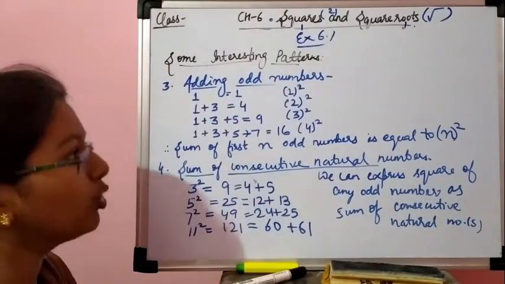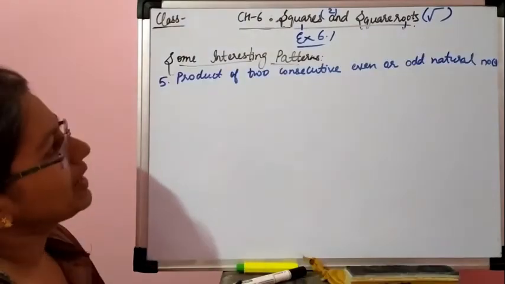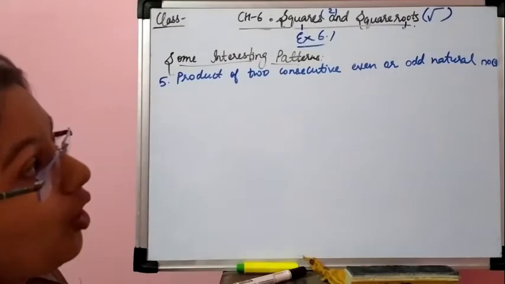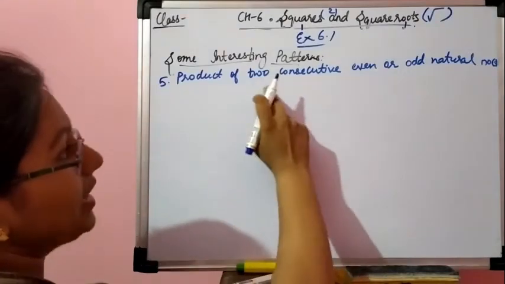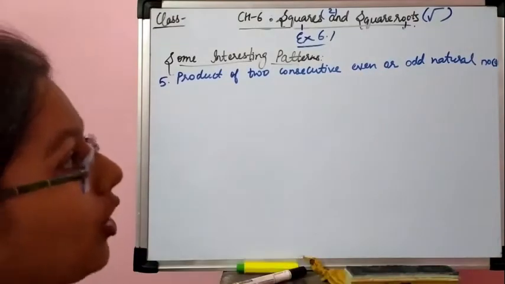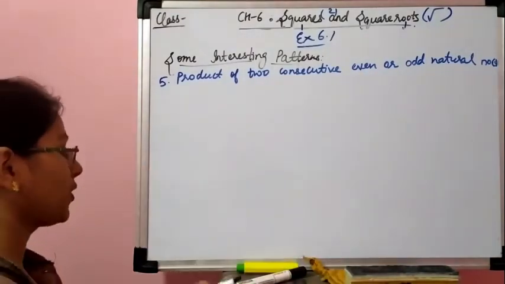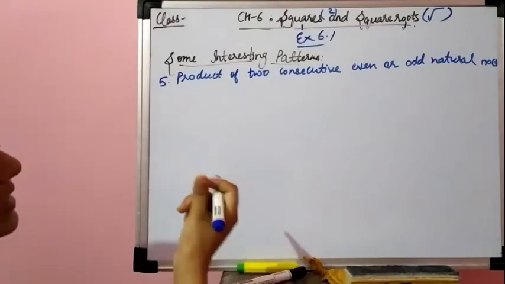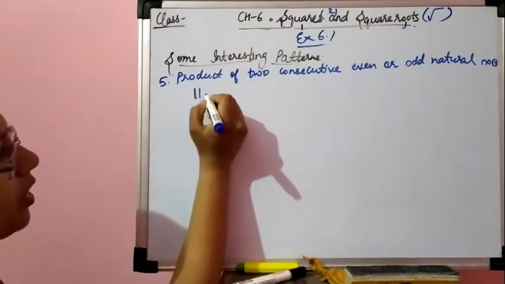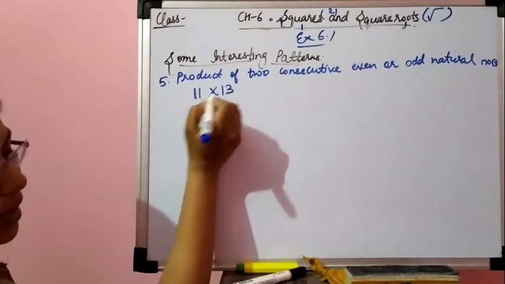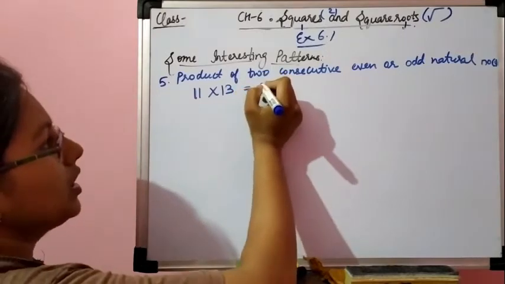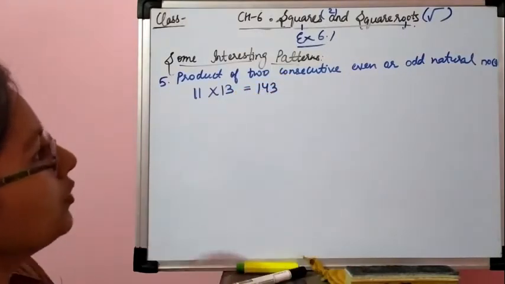Now we will discuss two more interesting patterns. Okay, the next pattern is the product of two consecutive even or odd natural numbers. Now again, consecutive means लगातार. ठीक है, we can have even or odd natural numbers. Even भी होगा और odd भी. For example, let's take first of all odd. Like 11 is an odd number, so the consecutive odd number will be 13. 11 and 13 both are consecutive odd numbers. The answer is 143.